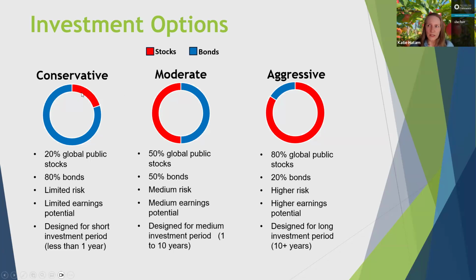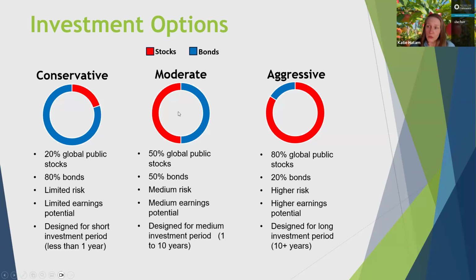Conservative is more bonds than stocks. Bonds tend to be a little less risky. Stocks, again, are based on the stock market. So the conservative option is what people might choose if they want to limit their risk, but they also limit their earnings. So it's low risk, but low earnings potential. And these are designed for short-term investment periods.